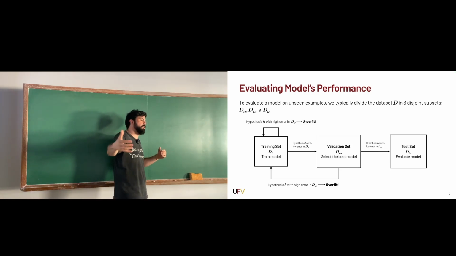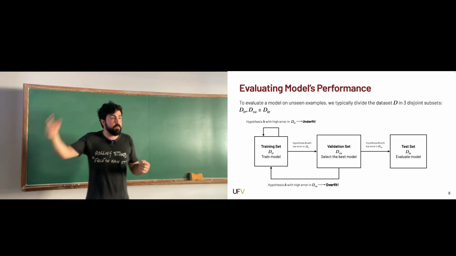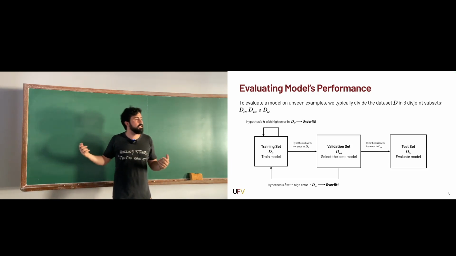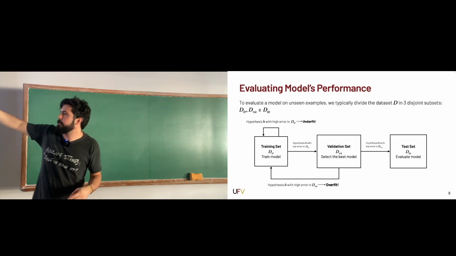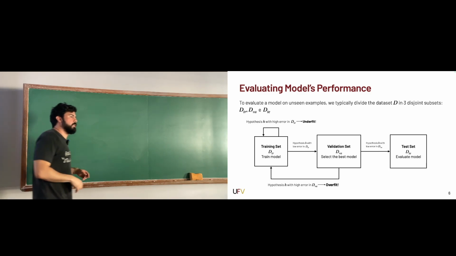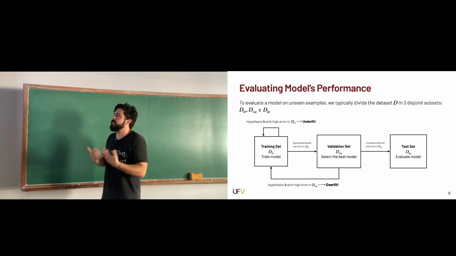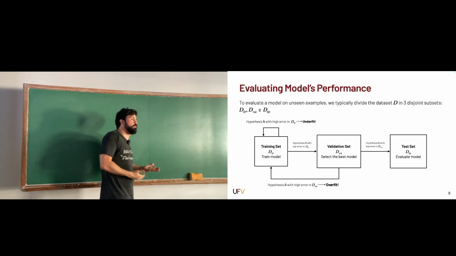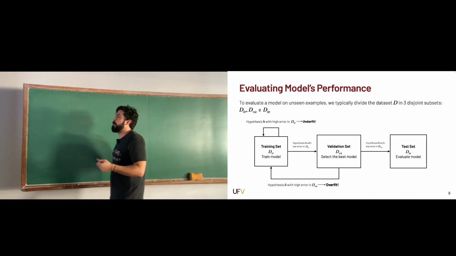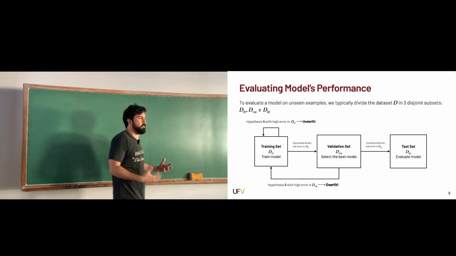And I'm going to get a validation error or performance. Right? And I can keep tweaking this model until I get low error in the validation set. So I can stay in a loop here of training and validation until I get a very low or satisfiable validation error, something that is good for me. Once I'm satisfied with this validation error, then I report my final performance on this test set.